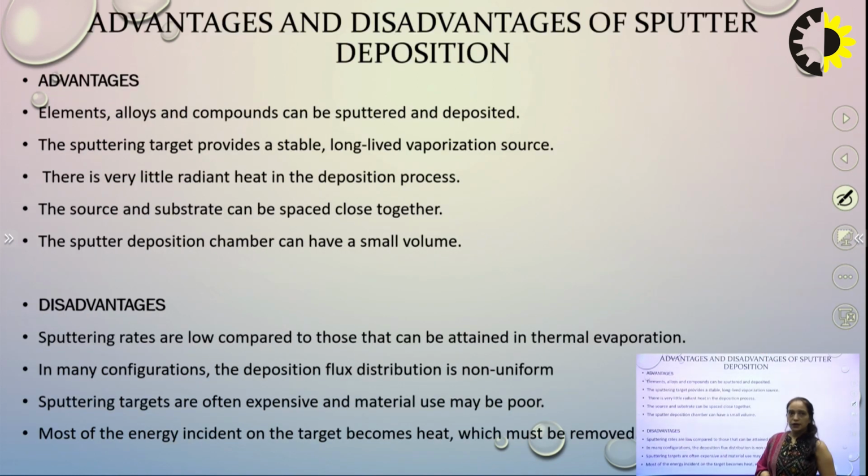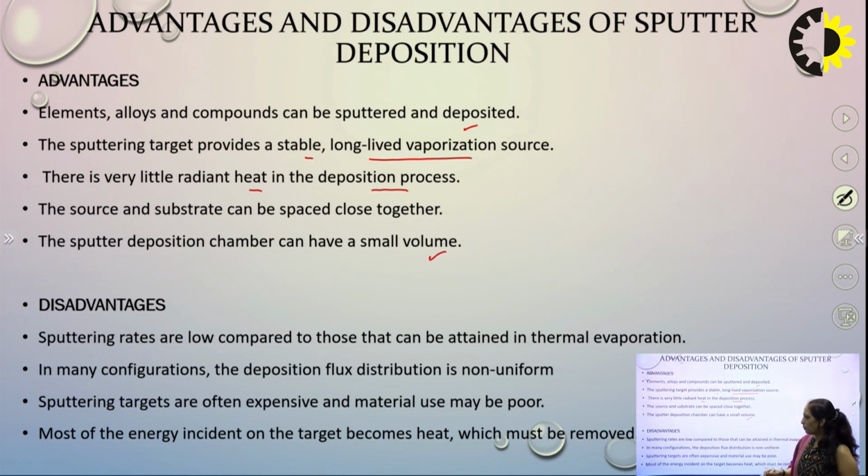Some advantages of this sputtering process: elements, alloys and compounds can be sputtered and deposited. The sputtering target provides a stable, long-lived vaporization source. There is very little radiant heat in the deposition process. The source and substrate can be spaced close together. The sputtering deposition chamber can have a small volume.